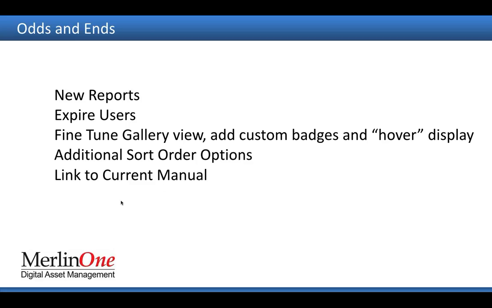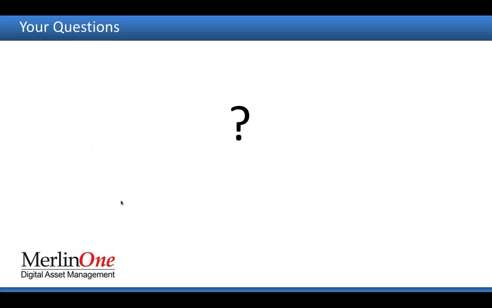And also, and this is a little thing, but it's kind of elegant, every time we have an update to the Merlin manual, we post it up on our web server. And what we've done is we've added a link to that current version of the manual that you can actually access directly out of the web client. And I'll show you how that works. It's a pretty cool thing.